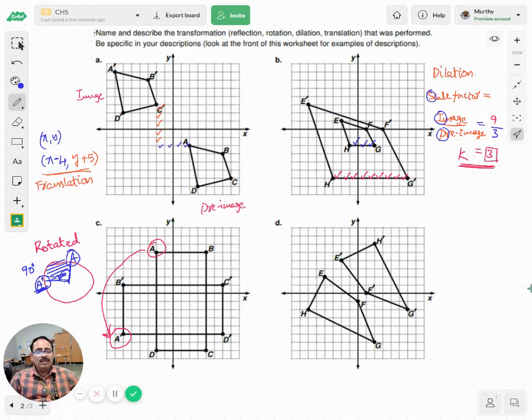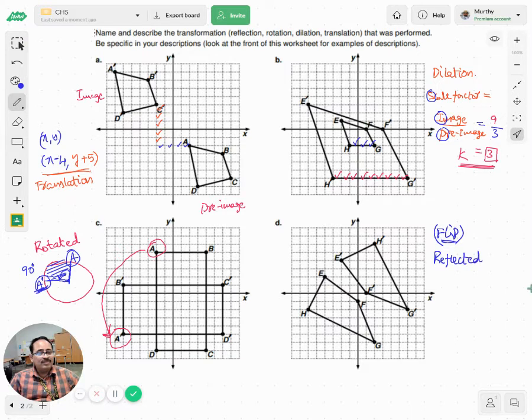Next, the next question is coming to part D. Part D is here, E prime is here. Therefore, I can say that the left picture, or this one, is the pre-image. And I see that it is flipped. So flip means it is nothing but reflected.